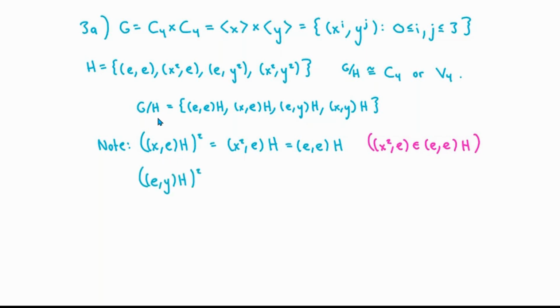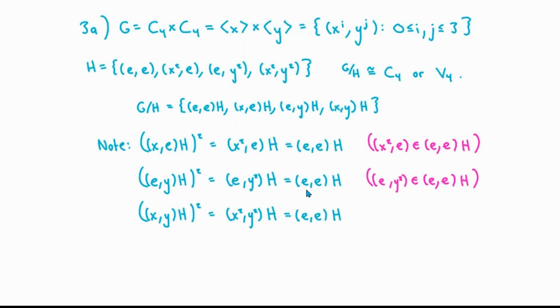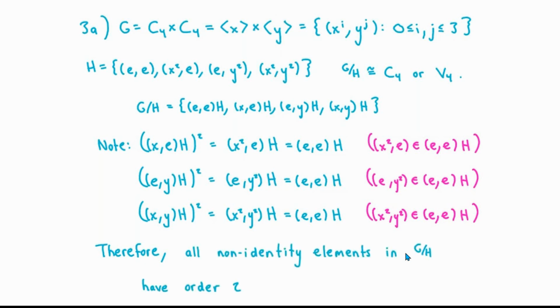Now similarly, if I square the element identity y times H, by a similar reasoning I get the identity coset. And finally, just to complete the calculation here, if I square the element xy times H, then I get x squared y squared H, and since x squared y squared is in the identity coset, this is also the identity coset. Well, now we've shown that every non-identity element in the quotient group has order 2, so that tells us that the quotient group is isomorphic to the Klein 4 group.